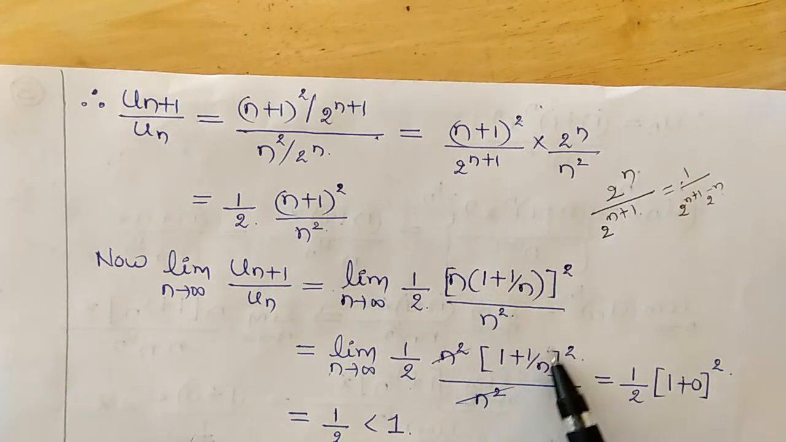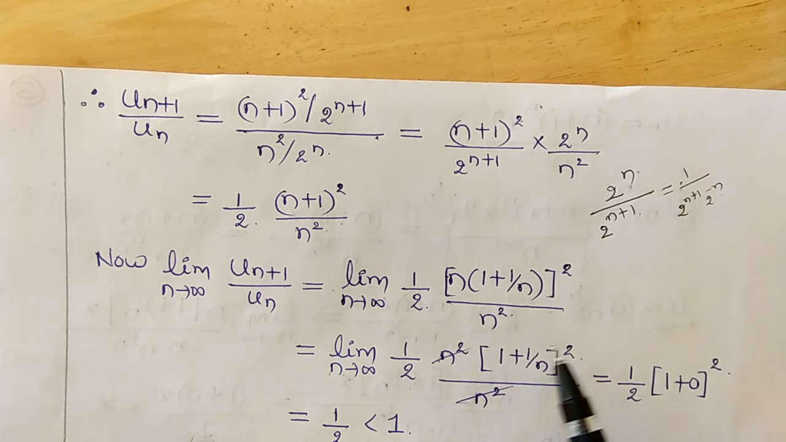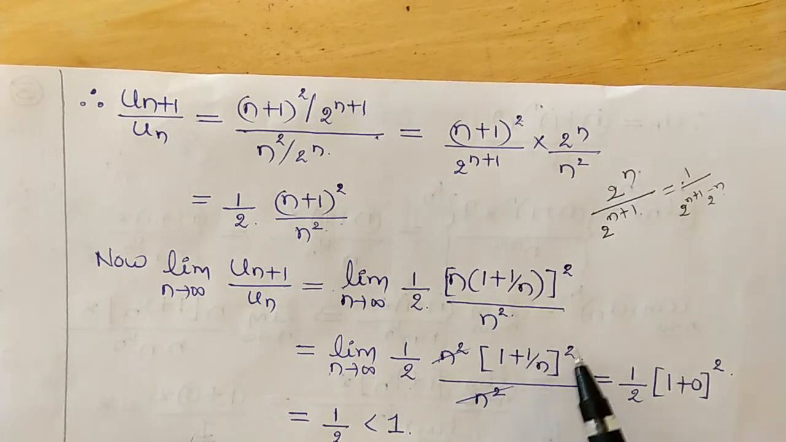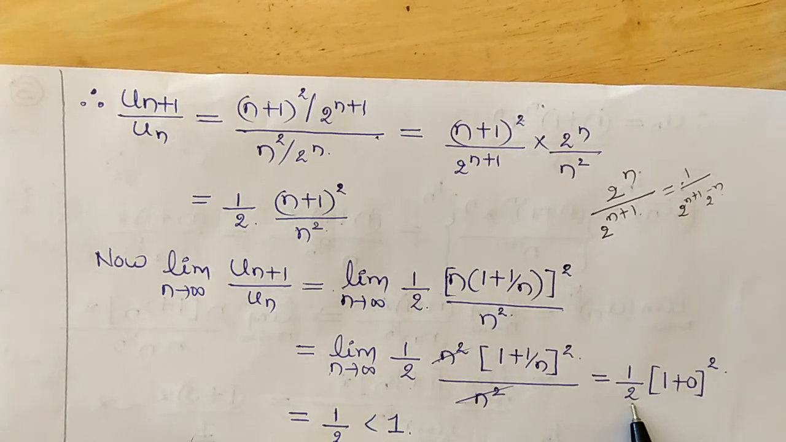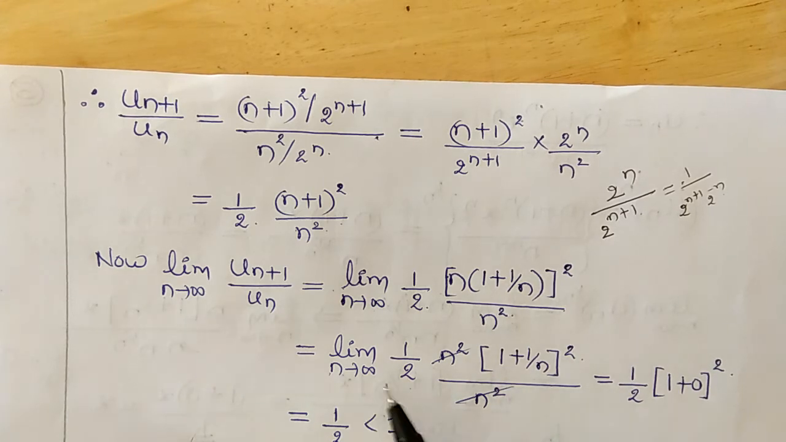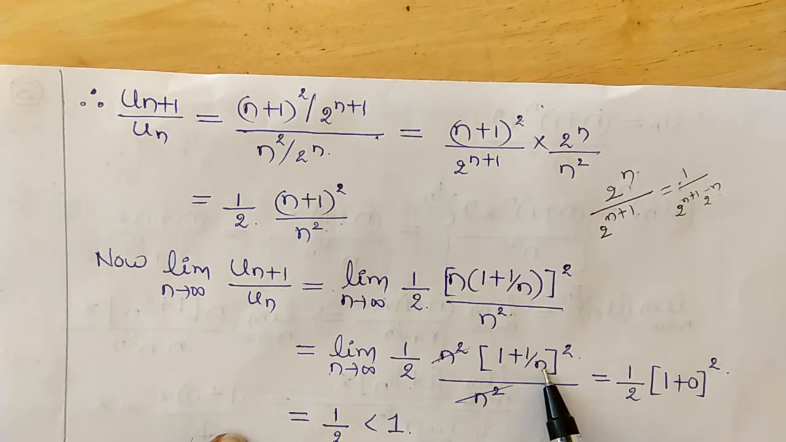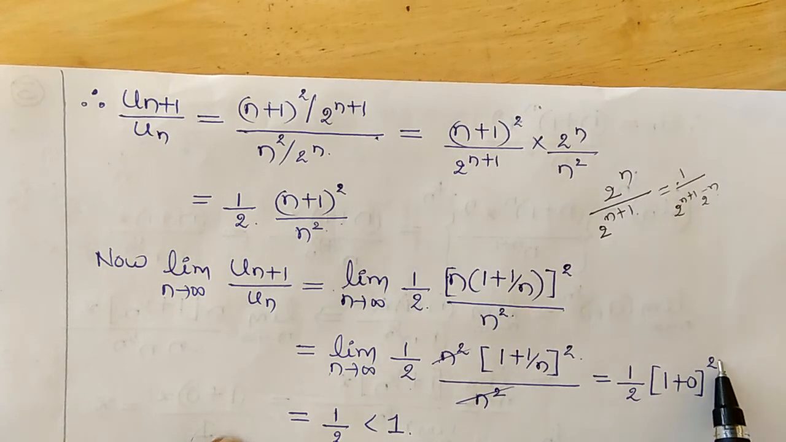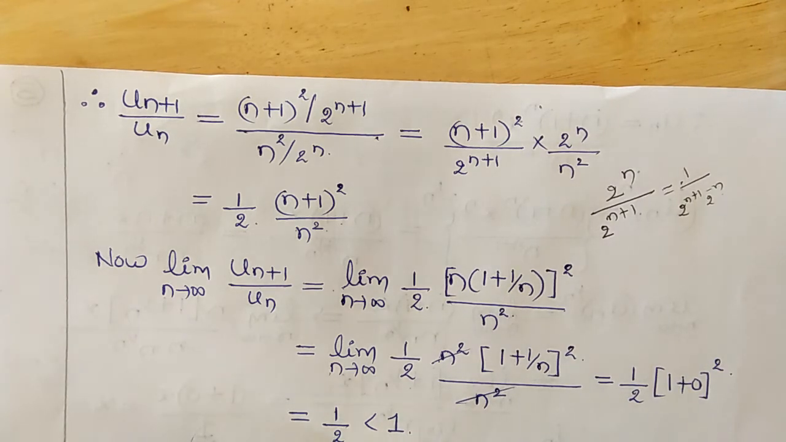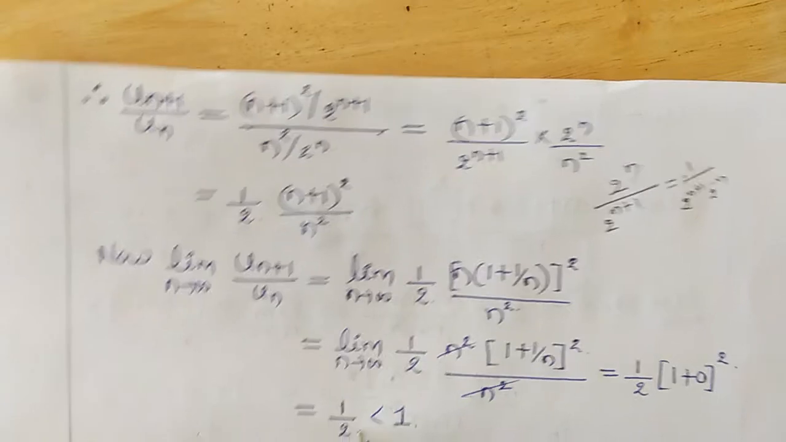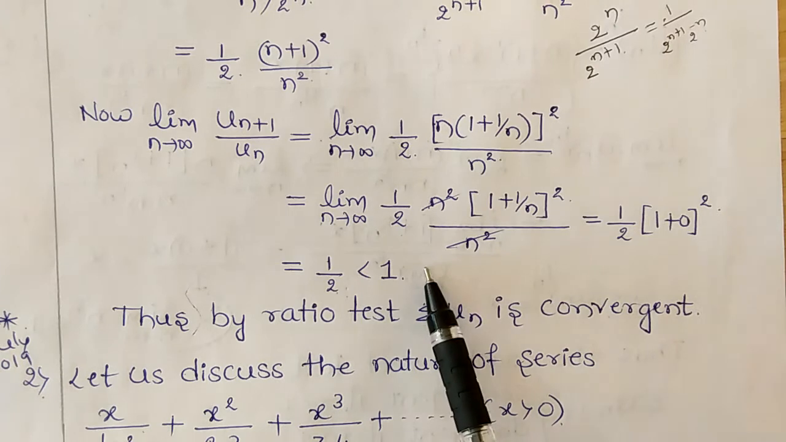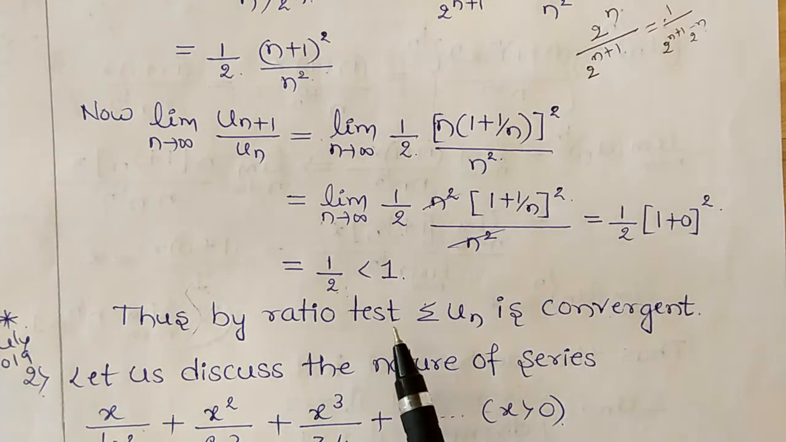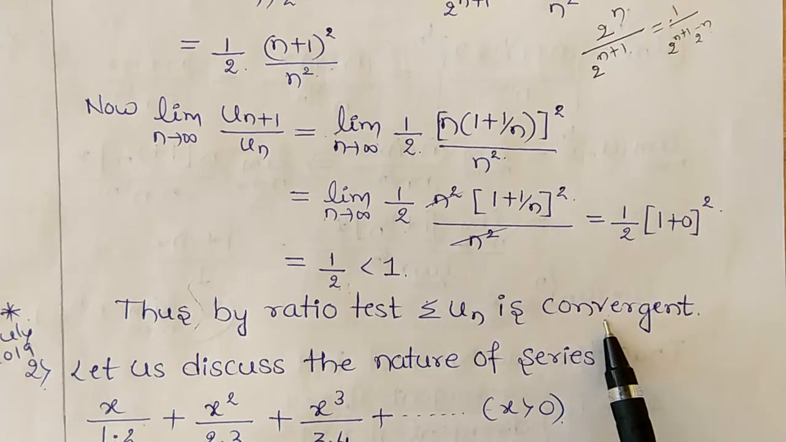Take n square out from n plus 1 whole square. We get 1 plus 1 divided by n whole square, divided by n square. The n square cancels, which is equal to 1 by 2 into, apply n tends to infinity. Apply the value of n: 1 by infinity is 0, 0 plus 1 is 1, so 1 square is 1. We got only 1 by 2. 1 by 2 is less than 1. Then the given series is convergent. Thus by the ratio test, summation of un is convergent.